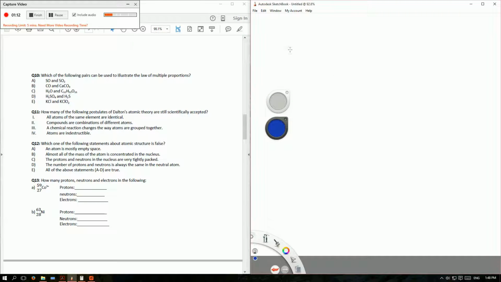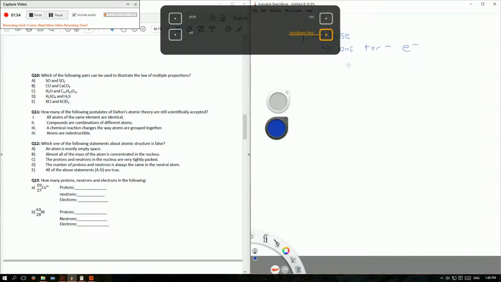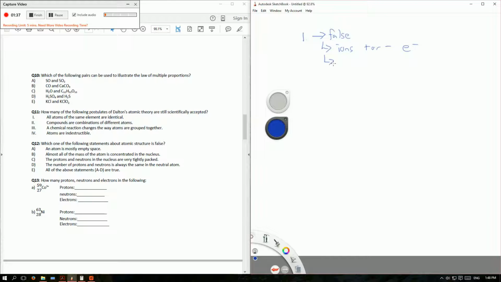And question 11, how many of the following postulates of Dalton's atomic theory are still accepted? So let's look at 1. All atoms of the same element are identical. So that's false. We know, like I said, we could have ions, so plus or minus electrons. We could have, what are they called? Isotopes. Or heavier atoms with more neutrons.